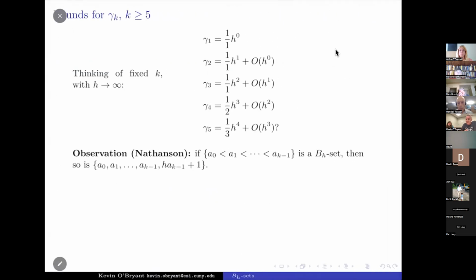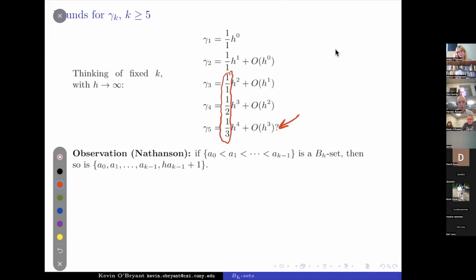Okay, so as Moshe said, there's this congruential property. Here are our formulas if we just look at the main term, and you see the power of H increasing as you come up, and the coefficients. Well, okay, so you get some stuff at the beginning, and then it's 1, 1/2, 1/3. So I put a question mark here. I believe that's correct, but we don't have a proof of it for the formula for gamma 5.